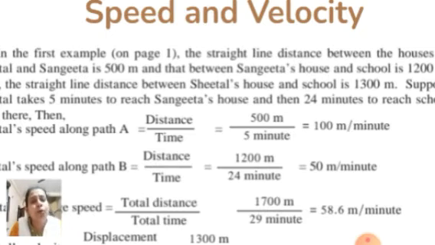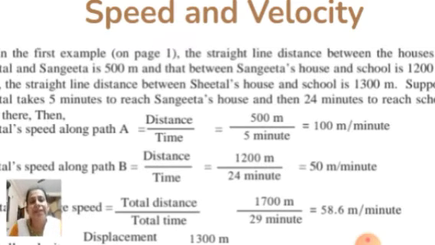Now, average speed, how to calculate? Average speed will be the total distance upon the total time taken. So, total distance is 1700 and total time is 5 plus 24 minutes, that comes to 29 minutes. So, when we calculate back, the answer comes to around 58.6 meters per minute. So, that is the average speed over path A and path B.